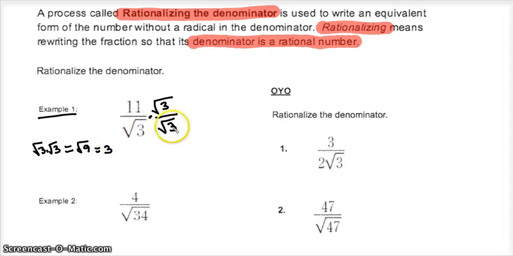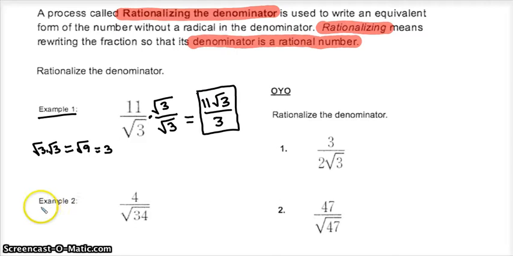So when I multiply two radicals with the same number underneath, I end up with that number. So this becomes 11 root 3 divided by 3. Since 11 and 3 have no common factors, I'm finished. I have rationalized the denominator, and this is fully simplified. Let's look at example number 2.